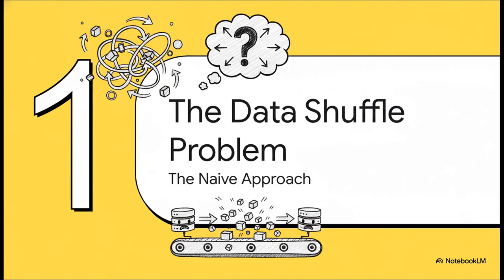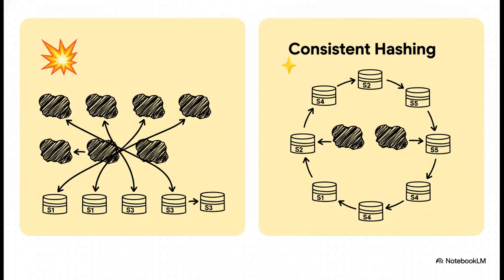Yeah, so let's put a name to this headache. We're going to call it the data shuffle problem. And it's exactly what happens when you use a really simple, but maybe too simple way of spreading your data out. So on the left, you've got the old school way, standard modulo hashing. Let's say you have, I don't know, 10 servers. You could just take a piece of data's unique ID, its key, and divide it by 10. The remainder, that's the server it goes to. Super simple, seems fine, right?